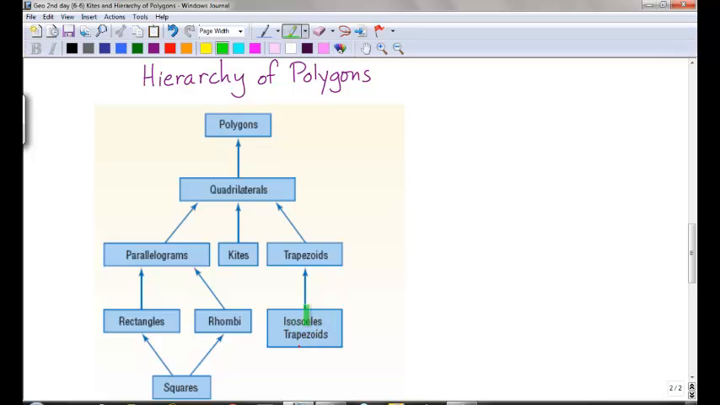Then also down at the bottom, start with isosceles trapezoids, where the two legs are congruent. From isosceles trapezoids go to trapezoids, trapezoids to quadrilaterals, and then to polygons. And also a kite. A kite is a quadrilateral. So there's two drawings that should kind of help you on how all those quadrilaterals tie together.